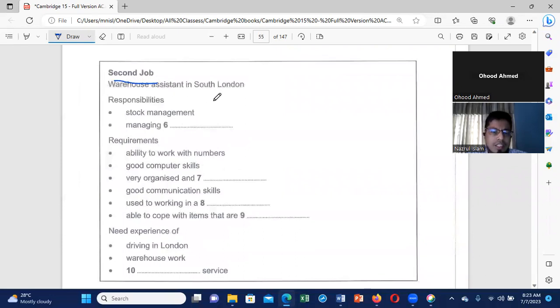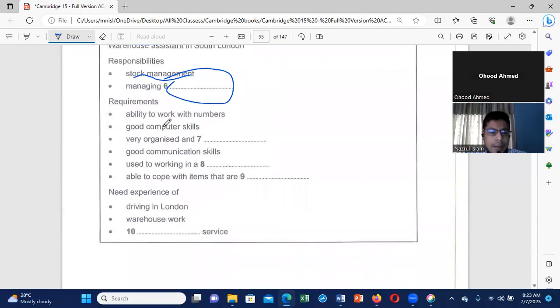Second job, warehouse assistant in South London. Responsibility is stock management, managing something. Maybe the responsibility he has been given and he has to manage it. Something managing. Requirements: ability to work with numbers, good computer skills, very organized, and something. Again, the same, very organized. Something related to organized.